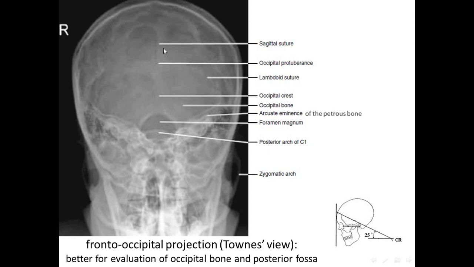Here we see the sagittal suture. This is the occipital protuberance, the lambdoid suture on either side, occipital crest. This is the occipital bone, and this is the foramen magnum. This is the posterior arch of C1, cervical vertebra number 1, and this is the zygomatic arch.